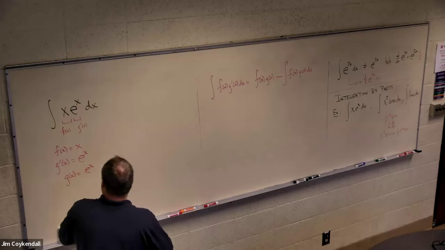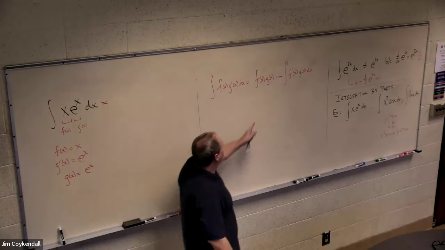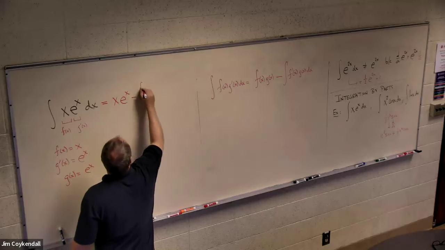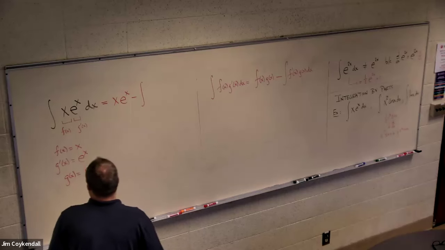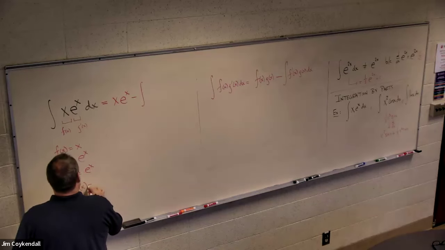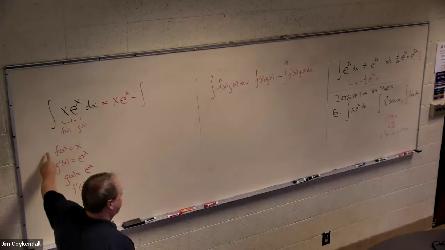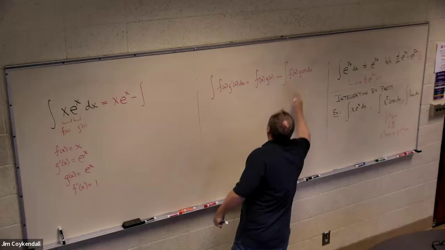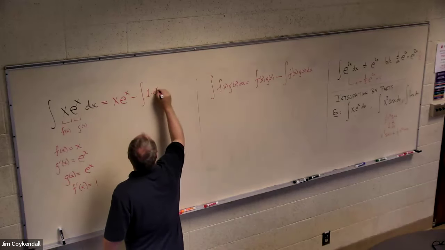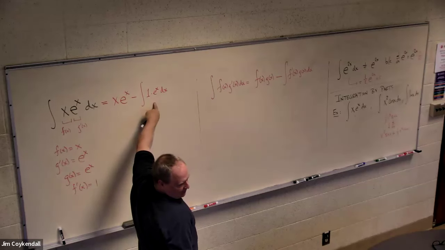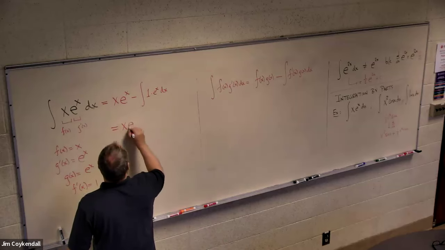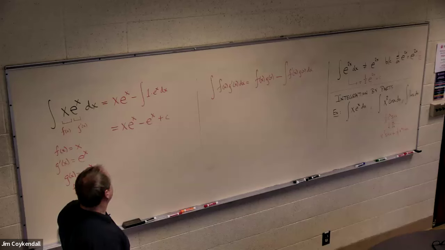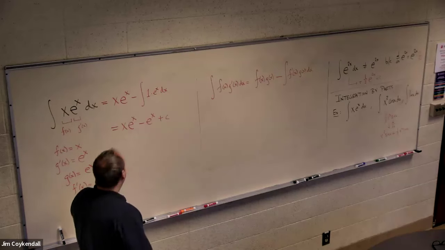Let's see what the parts formula says. This is f of x times g of x, which is x e to the x, minus the integral of the role reversal. What's f prime of x? It's the derivative of x, which is 1. So now what we have is 1 times e to the x. And this I can integrate. So the answer should be x e to the x minus e to the x. Fantastic. We've untangled this product rule and got this.